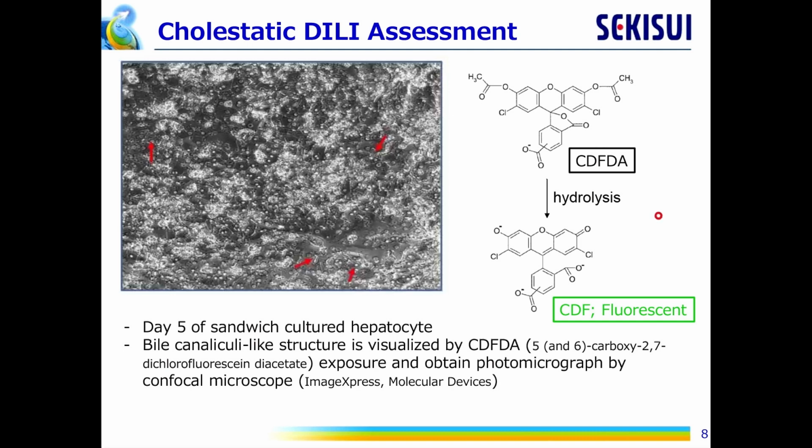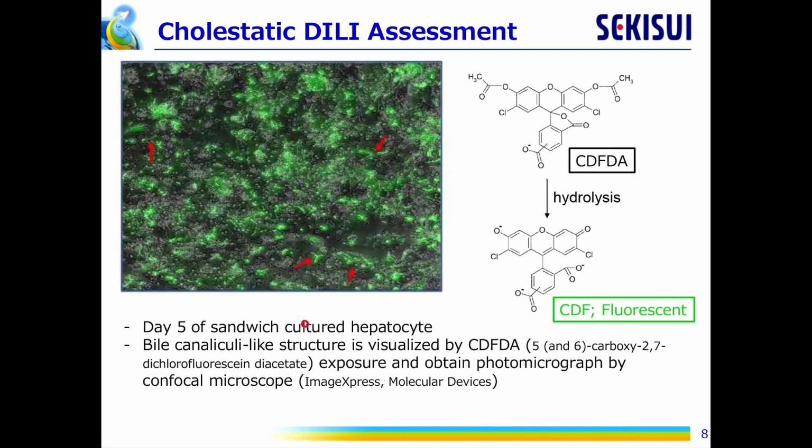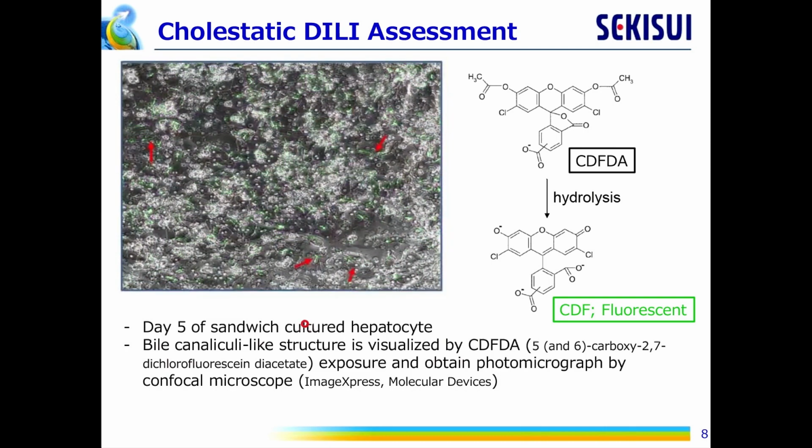Because the formation of bile canaliculi is important for BSEP to pump out bile acid, we want to look at that to make sure the sandwich culture has enough function to observe functional bile acid export or cholestasis. This photo is a sandwich cultured hepatocyte on day 5. At this point, we added CDFDA to the culture medium. CDFDA is metabolized to a fluorescent compound, CDF, in hepatocytes. CDF is excreted into the bile canaliculi-like structure by transporters. So when we see fluorescence, like you see here, it tells us that the transporters are working and the experiment can be trusted to show bile acid-dependent toxicity.